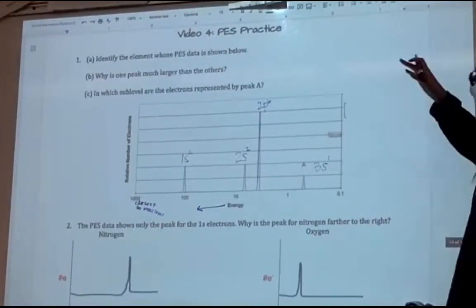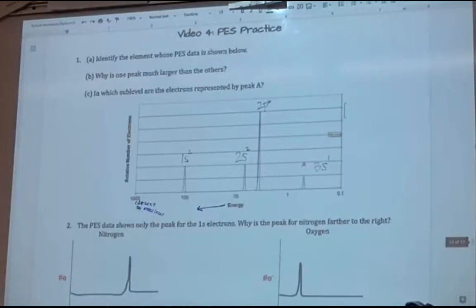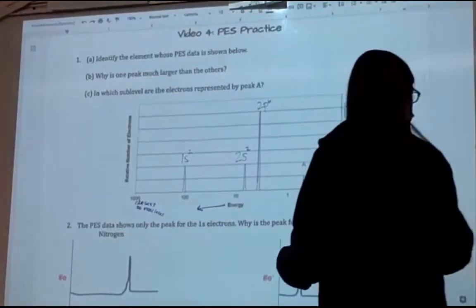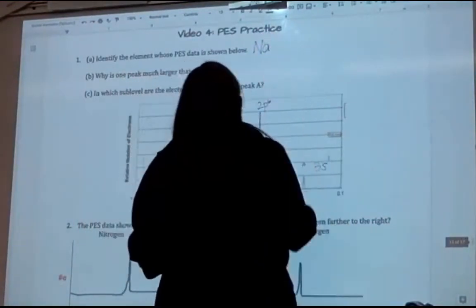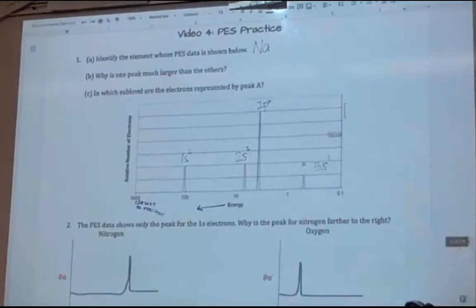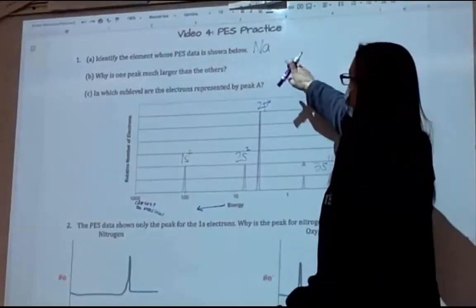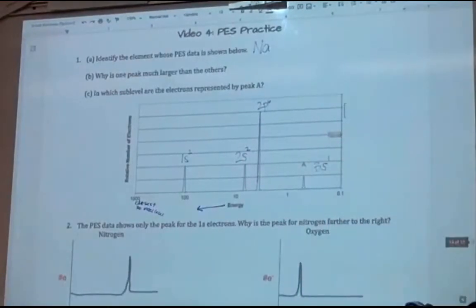So A says identify the element whose PES data is shown below. So what element ends the configuration with 3s1? Sodium. So A is Na. Because all we do is just use the electron configuration to identify the element.